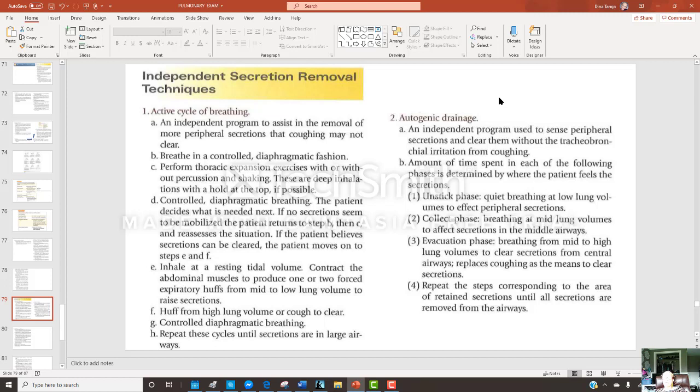Collect phase: breathing at mid-lung volumes to affect secretions in the middle airways. Evacuation phase: breathing from mid to high lung volumes to clear secretions from central airways. Replaces coughing as the means to clear secretions. Repeat the steps corresponding to the area of retained secretions until all secretions are removed from the airways.